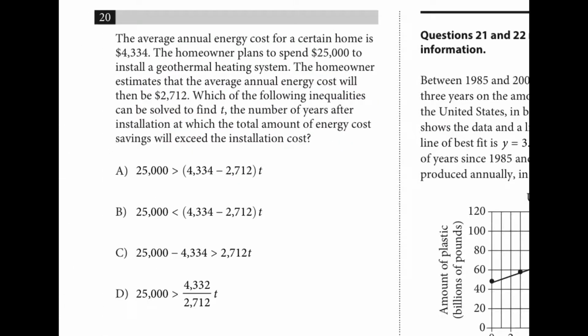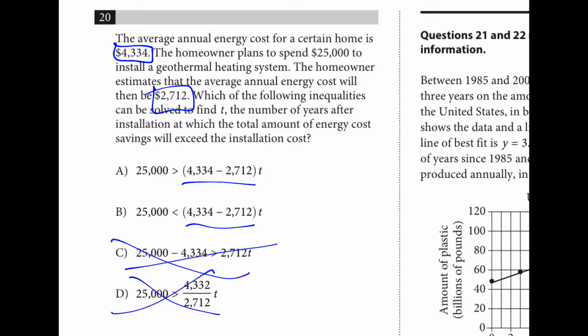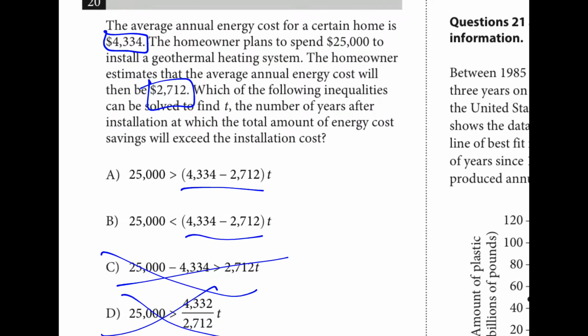Number 20, to find the actual savings per year, you're going to have to take the average annual energy, the original and the new, and subtract the two. So A or B both have this function. Subtracting the original from the cost of the installation or dividing these two doesn't make any sense. So the question becomes, this annual savings multiplied by T, the number of years, are we trying to figure out when it's greater or less than 25,000?